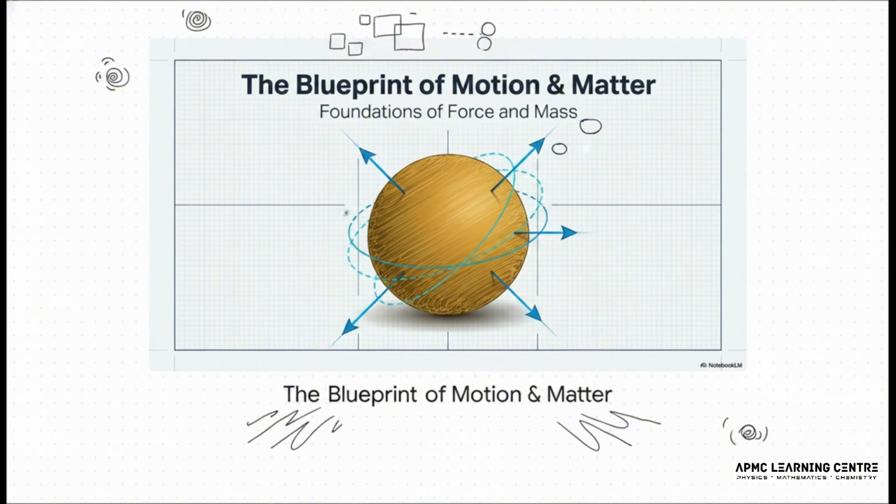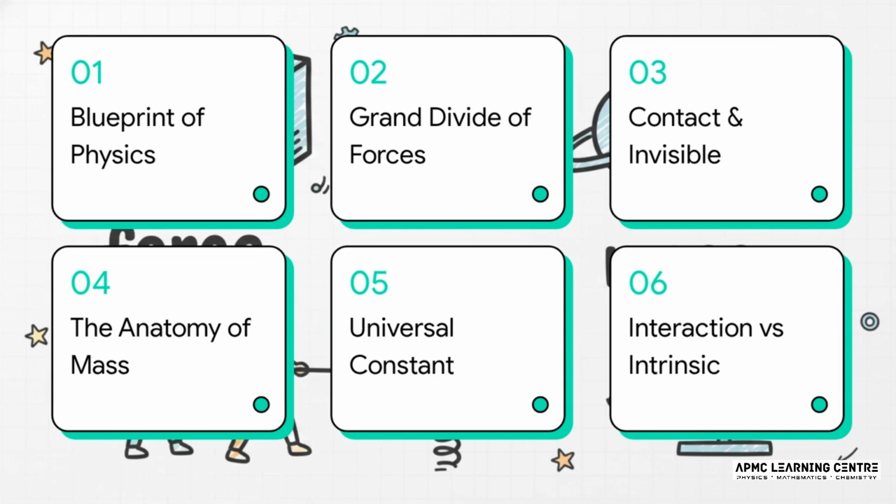You've got the matter itself, the mass, like a solid sphere, and then you have the forces, the literal vectors pushing and pulling on it. By the end of this explainer, you're going to see exactly how these two pillars govern literally all motion and matter. Here's our roadmap for today. We'll start with the blueprint of physics, then look at the grand divide of forces, contact versus invisible interactions, the true anatomy of mass, the universal constant, and finally, interaction versus intrinsic properties.